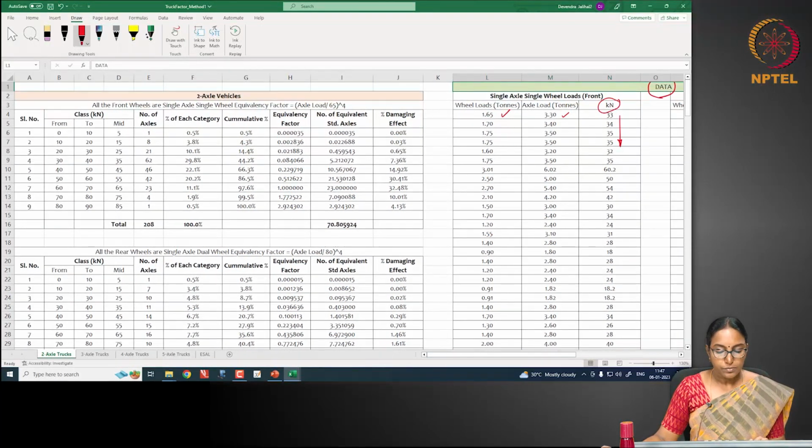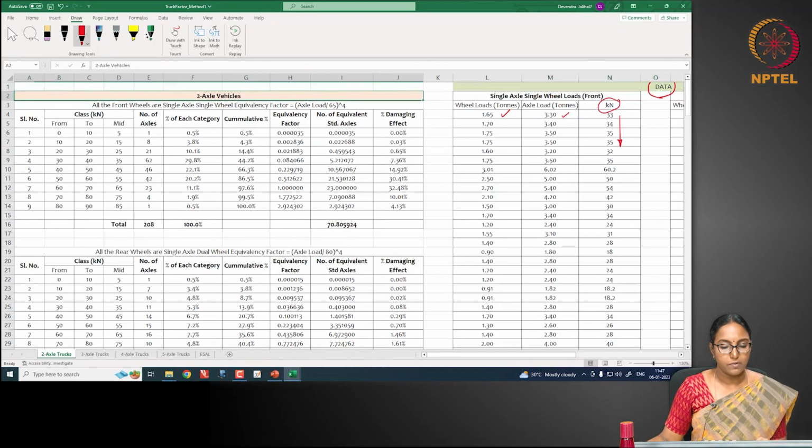Now let's see how the equivalent standard axle loads are calculated. So this is a 2-axle vehicle as you see here. Now the front axle, as I said, is a single axle with single wheels on either side.